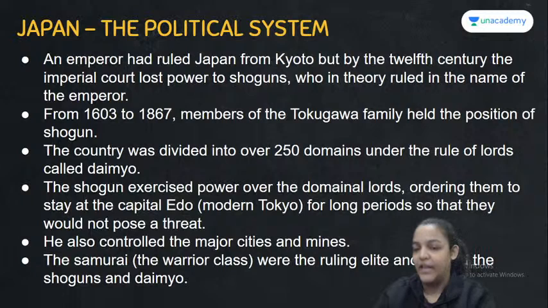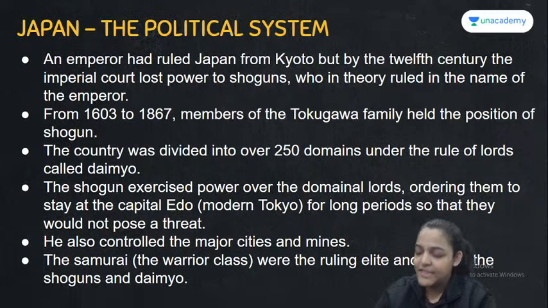Now since the domains were empty for a long period of time, the actual power was taken over by the shoguns. So what did the shoguns do? They captured the entire dominion, their whole area, and they were the ones who were actually ruling. Because the lords are not in their own domains, they are far, far away from their domains. So they have no control over their domains. The control has been taken over by the shoguns.